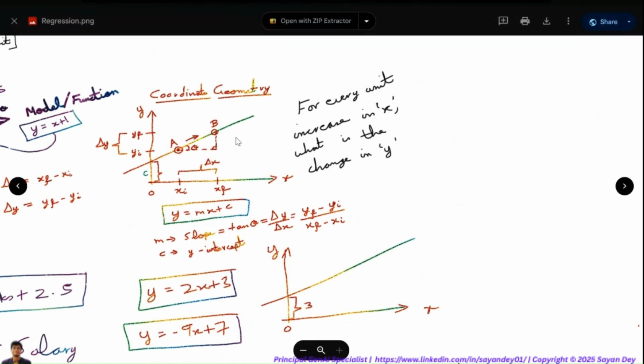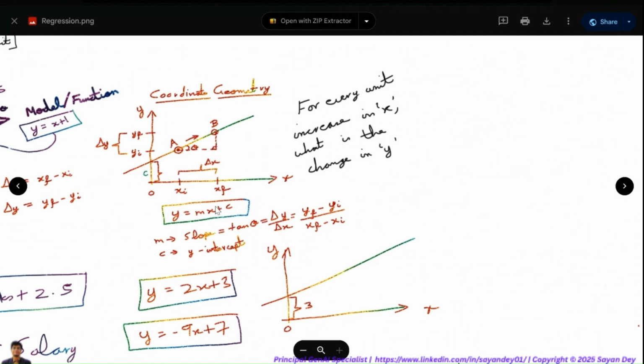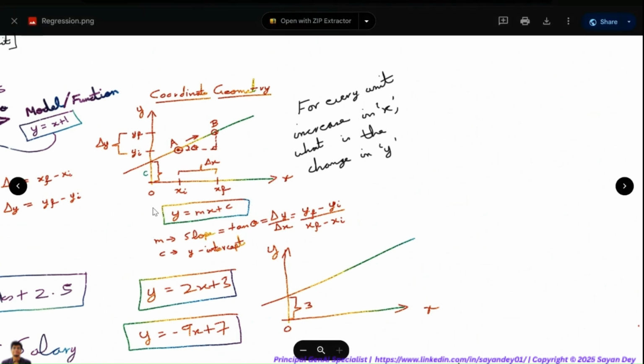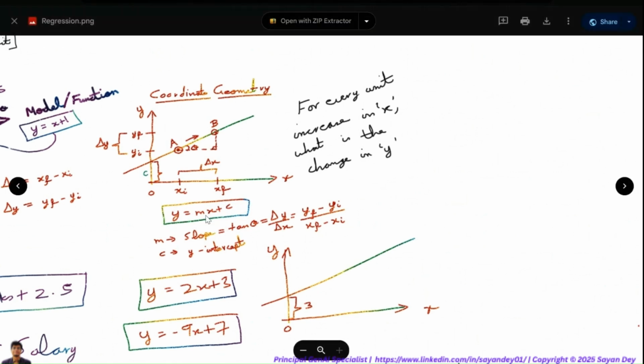And you can see the screen. This is your x-axis, this is your y-axis, and this is the equation of the straight line. So what are the different components of this straight line equation? When we look at the equation of the straight line, what are the different components we have here? So we have something called m. M is the slope of the line, and c is the y-intercept of the line. These are the two components of the straight line equation.